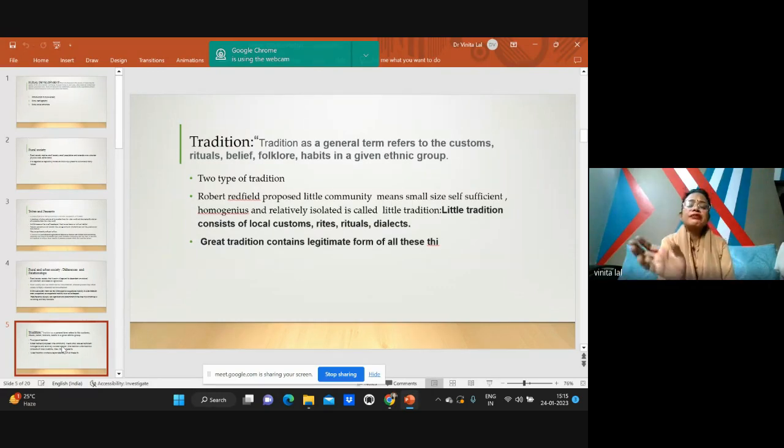Little tradition comes from the little community, where small customs and some festivals are localized. The great tradition contains what is legitimated from all these, where people are literate. For example, a festival celebrated all over the world is a great tradition, but in some villages, some little habits, little folkways and mores are celebrated. That is little tradition.